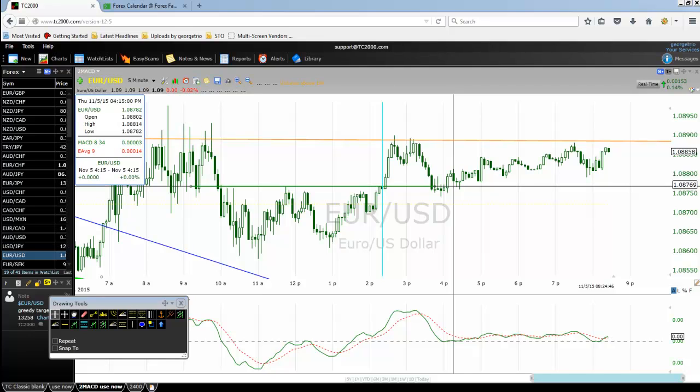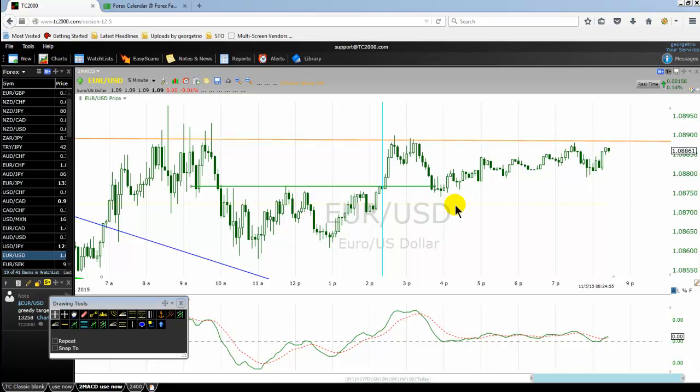10876. That's our second entry point for the euro dollar. So we have two trades open. We are still in this trend. If you go to the hourly chart, it has been a long day.